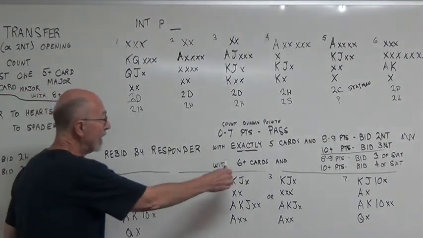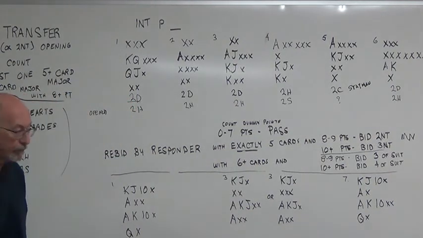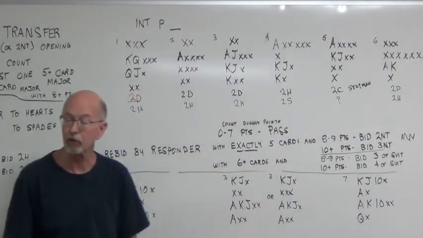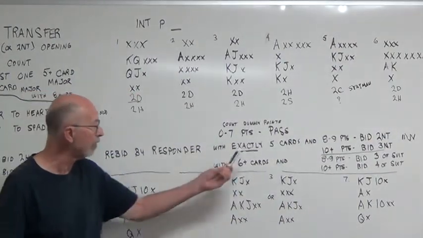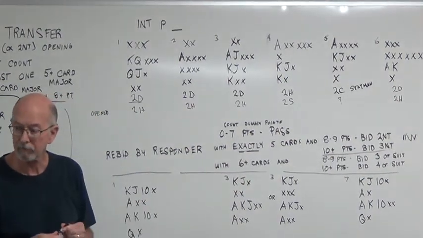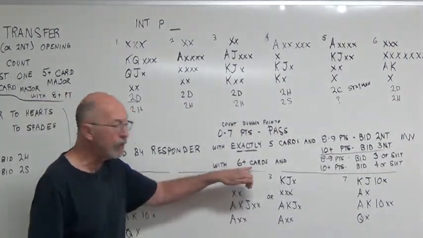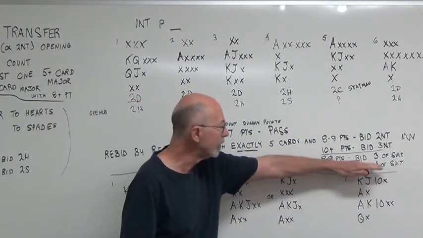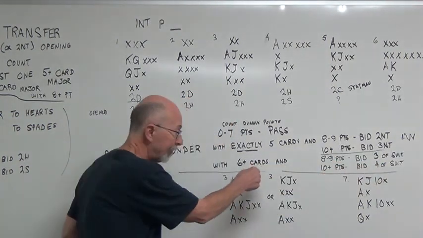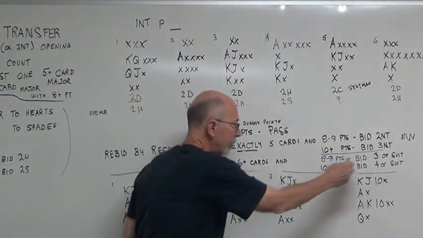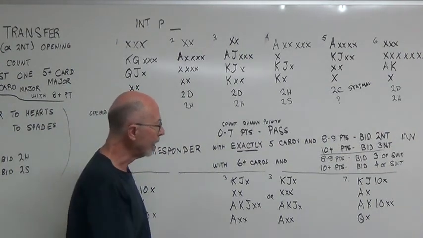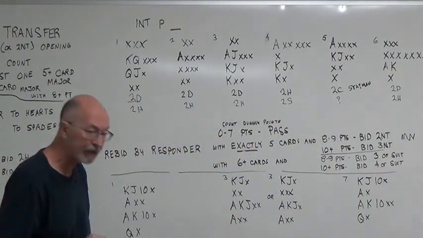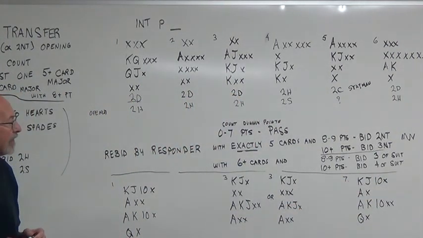You've got to get it to game because you know you have game. Now if you have 6 or more cards in your suit and an invitational hand, 8 or 9 points, you bid 3 of your suit. Why would you bid 3 of your suit here and not up here? Because you know you have an 8-card fit, because your partner must have 2. So you just bid your suit, saying this is our suit, I've got 6 of them or more. By bidding 3 of that suit, you have an invitational hand. If you have game, you bid 4 of the suit. You know you have your 8-card fit, so you should be in that suit.